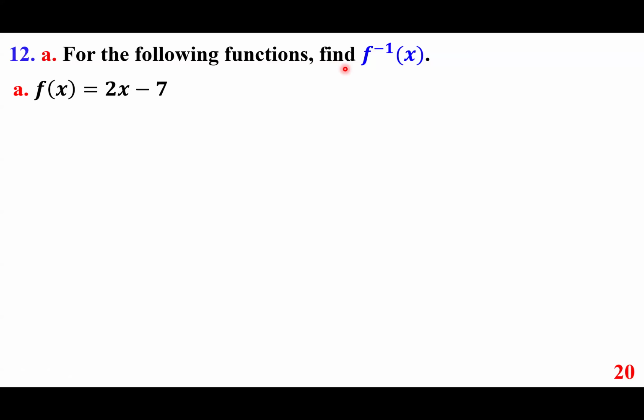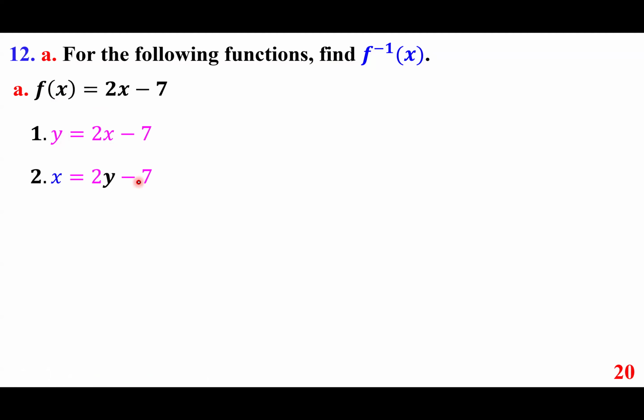For the following function, find f inverse. f of x is 2x minus 7. We want to find the inverse function. The very first step is to call this y, because it's easier to work with. Then we interchange x and y. This becomes x. This becomes y. And right here, we have the inverse.